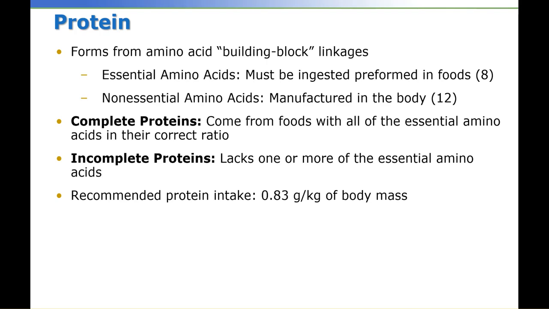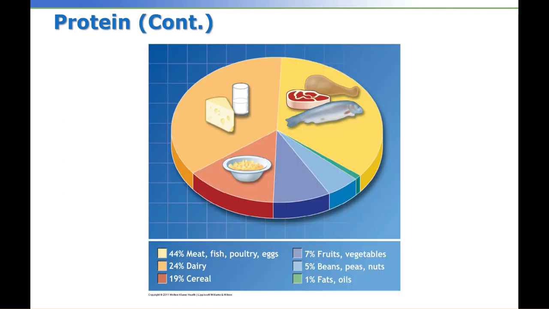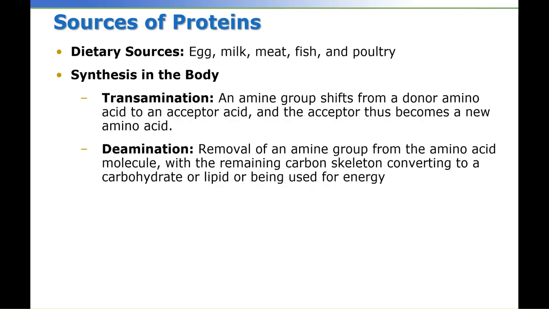So you look here and you say to yourself, all right, proteins. A lot of the proteins we get from meat, fish, poultry, and eggs. However, you can get proteins from plant sources as well. Sources of proteins: egg, milk, meat, fish, poultry.